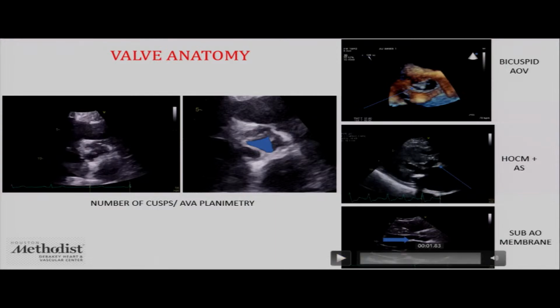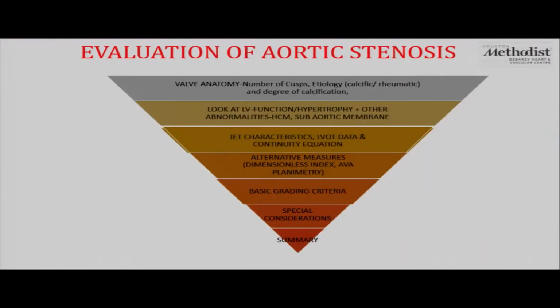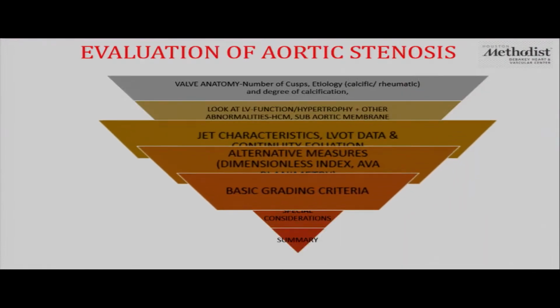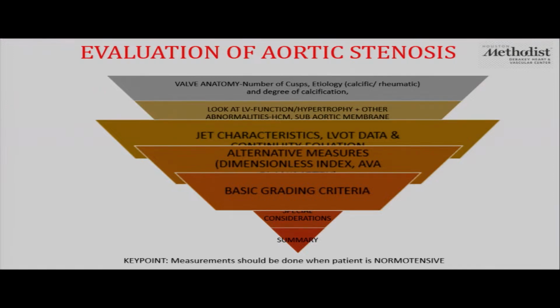This one here, another important one, I think every board will have this question: they give you a normally opening aortic valve, but they give you peak velocities across the aortic valve to be high, and that is an indirect clue of subaortic membrane. So let's quickly move on to jet characteristics, right? And what are the other alternative measures and basic grading criteria?